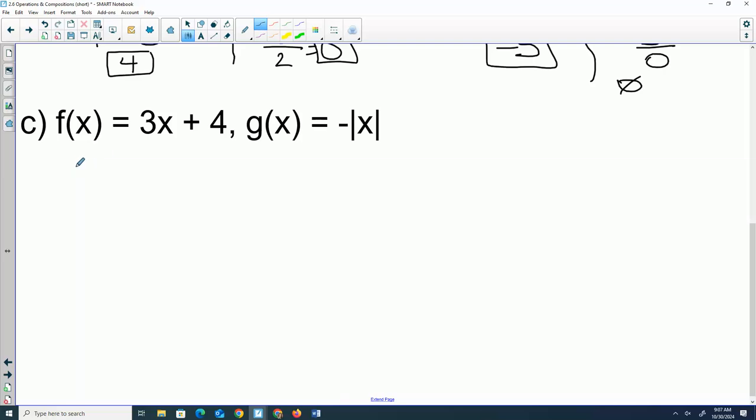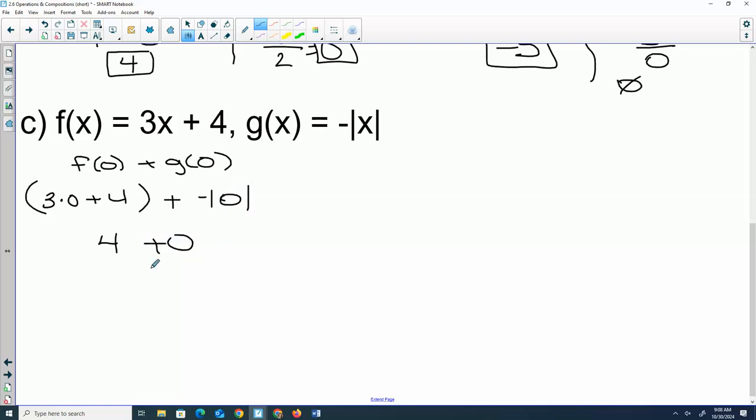So when I say f plus g of 0, that means you have to do f of 0 plus g of 0. Okay, f of 0 means I go to function f and I replace my x with a 0, and we get 4. G of 0, if I go to function g, replace my x with a 0, we get 0. And 4 plus 0 is 4.